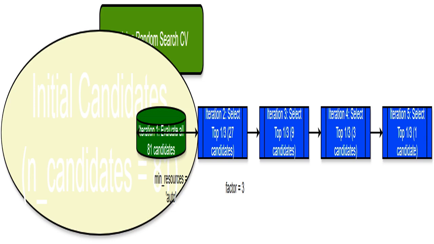We start with 81 candidate models. That's our initial pool of hyperparameter combinations to test. Think of each candidate as a unique recipe for your random forest classifier.